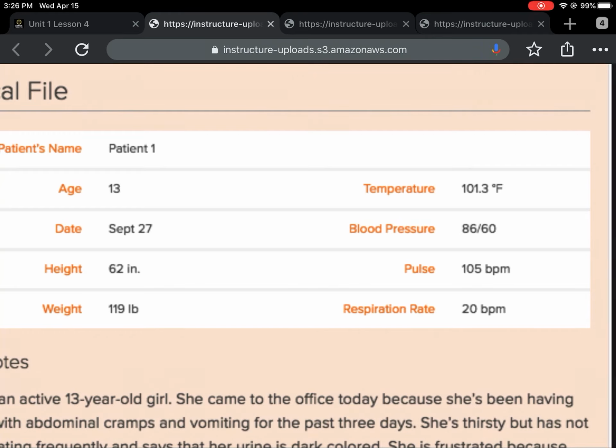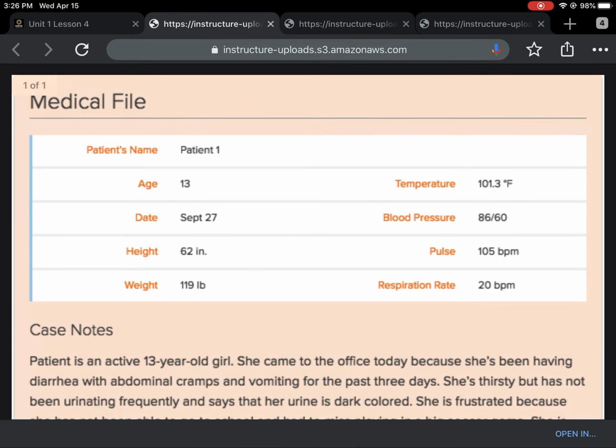The pulse is pretty rapid too. We want a pulse somewhere around 80. So we're going to highlight that. I'm kind of going to give you those answers. Respiratory rate is perfectly fine. It's between 18 and 20, so she's not breathing very heavily.